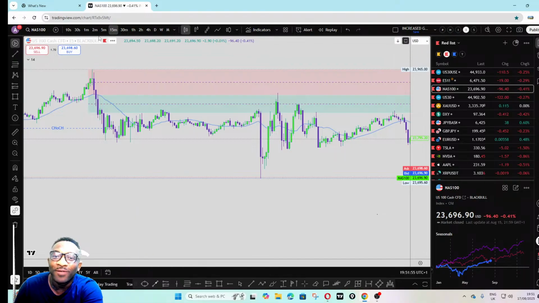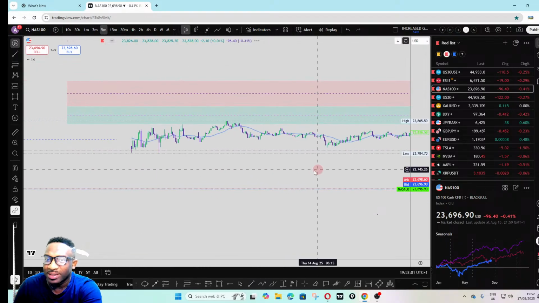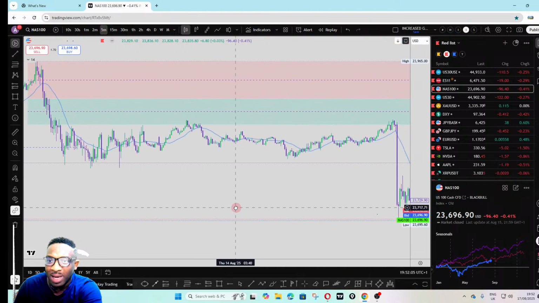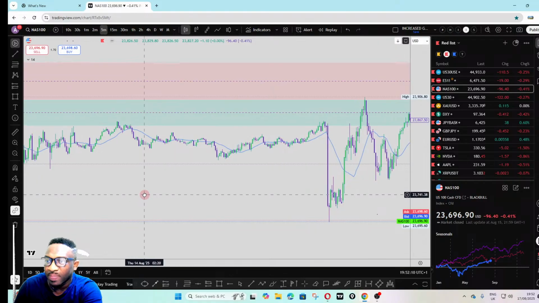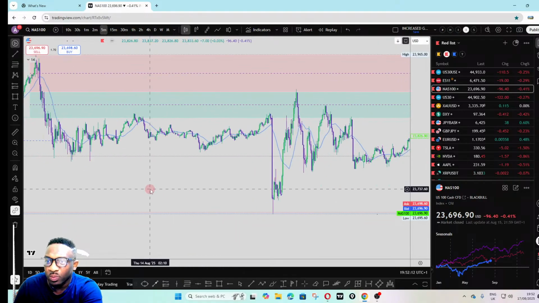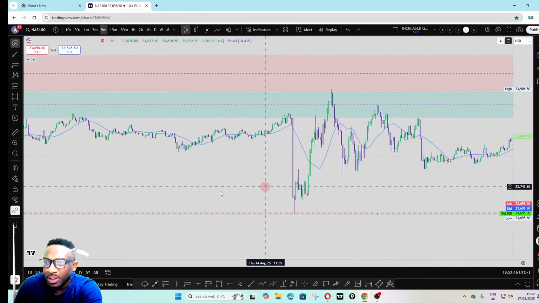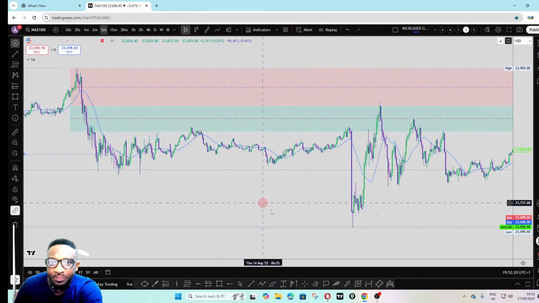We can even go further. 5 minutes. Let's see what happened on the 5-minute time frame. So guys, this thing works like magic if you study and mark up your charts. This is where we are looking at. Let's see what we're looking at here.